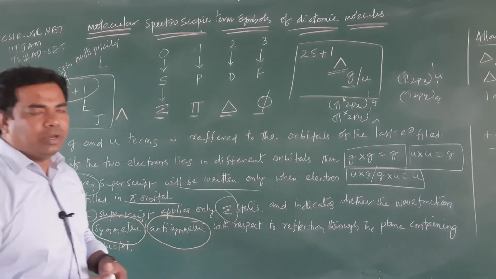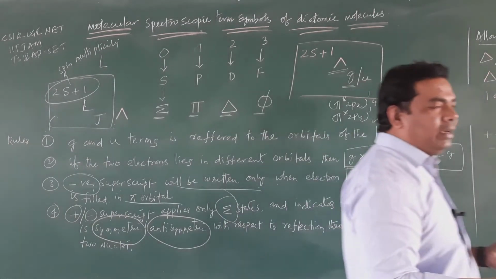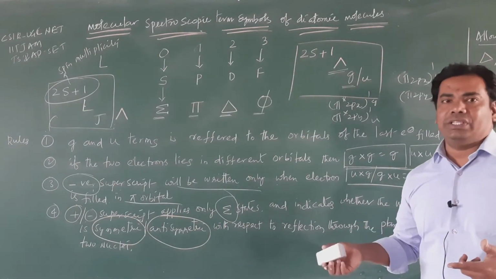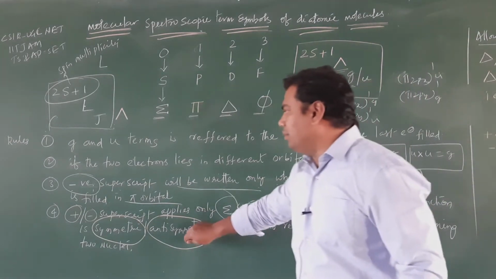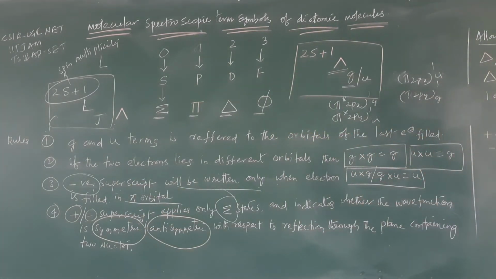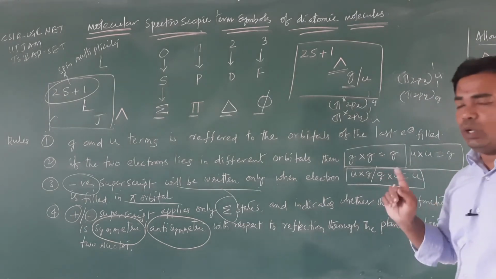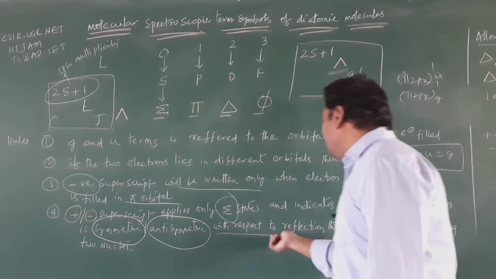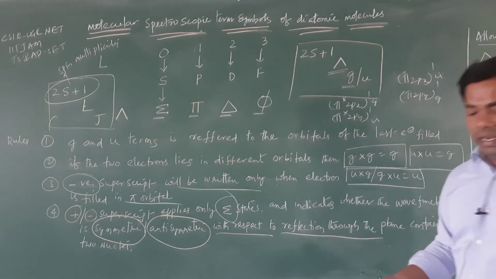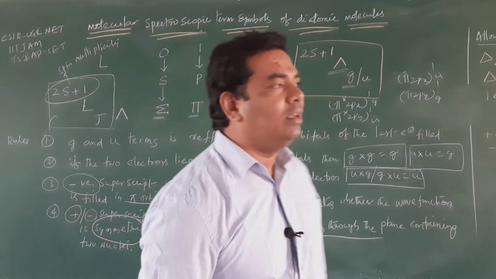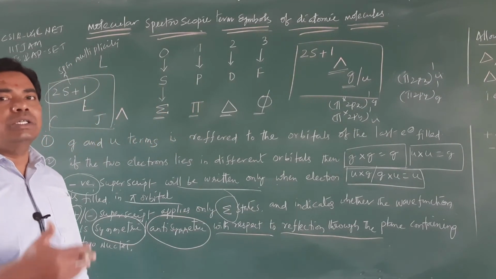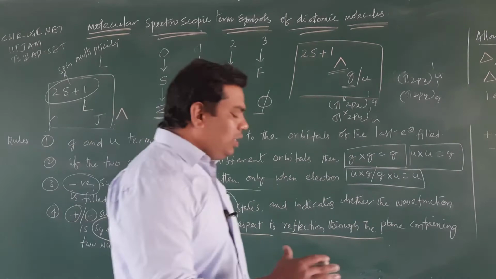Clear, student? If the wave function is symmetric, a center of symmetry will be present, then you can use positive. If it is anti-symmetric, then you can use negative. So this applies for the sigma state only. With respect to reflection through the plane, meaning nothing but the plane of symmetry, containing the two nuclei. So these are the four rules.